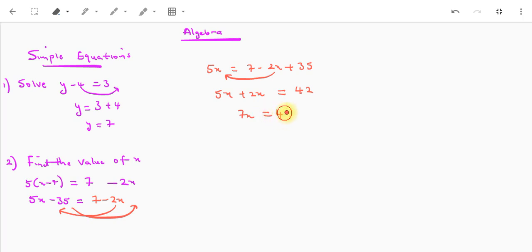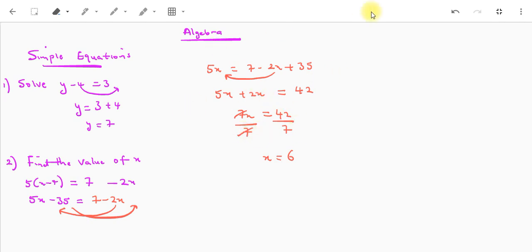And here I have 7x equals 42. So from here, I will divide by 7 because I'm looking for x. So x will give me 6. That's how we solve simple problems like this in algebra.